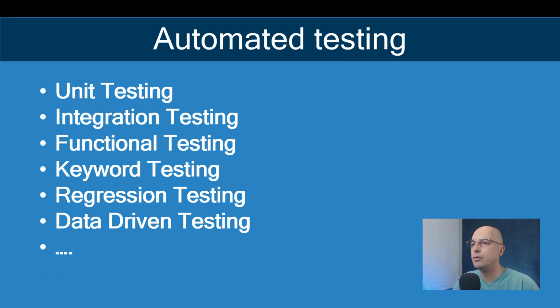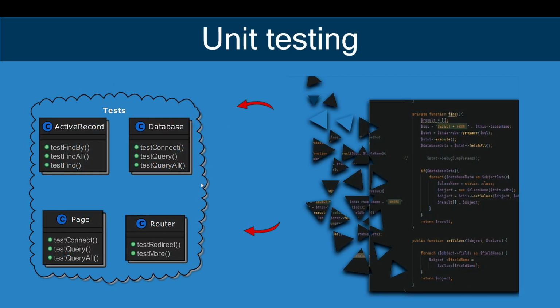Today we will talk about unit testing, the way of testing. It's one of the test methodologies focused on a small part of the actual code base. So tests could, for example, test the entire active record or the database, and we can take small pieces from our code and test a bunch of things. We can test the find by and find all and find methods. Or for database, we can test the connection, the query all, or for router, redirection, etc.